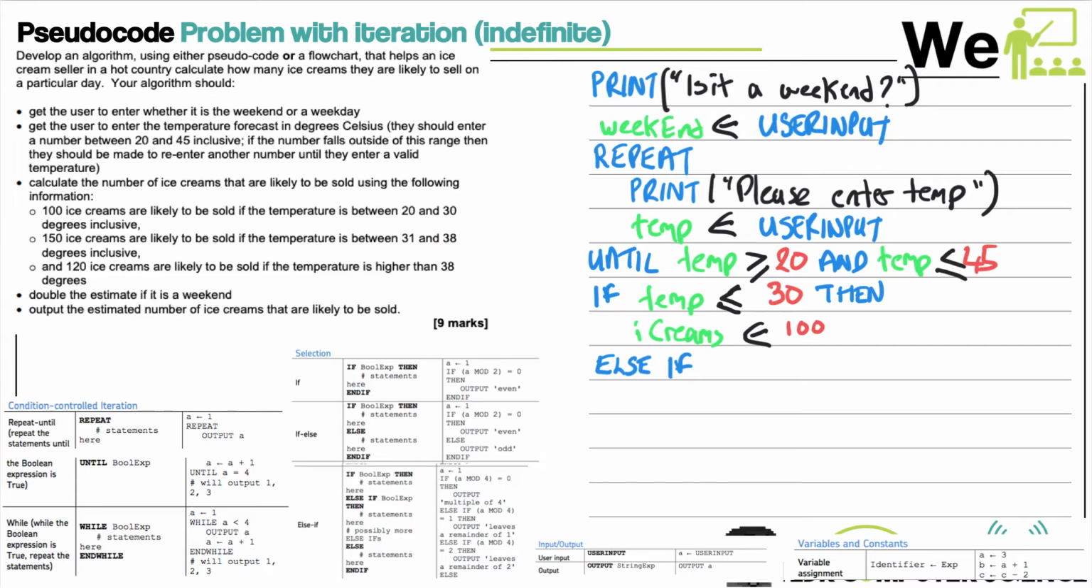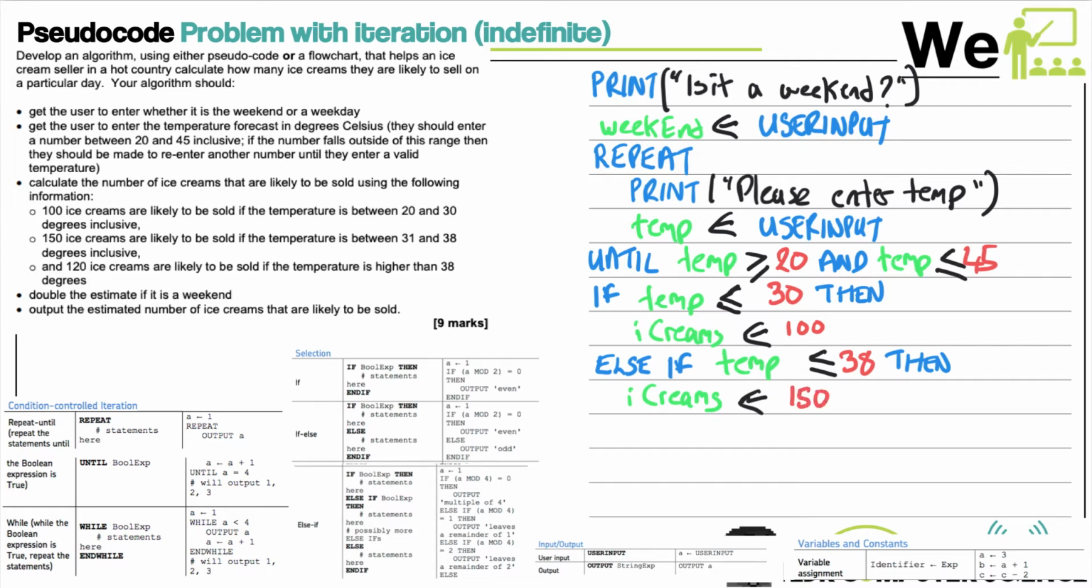So we can say if temp, we've said if it's 30 or lower, it's already this. So now we can say if temp is less than or equal to 38, because remember it has to be inclusive of 38, then what do we do? Well, then we set iCreams, now instead of being equal to 100, what does it say it's going to be? Let's have a look over here. It's 150. So now we've got 150 ice creams.